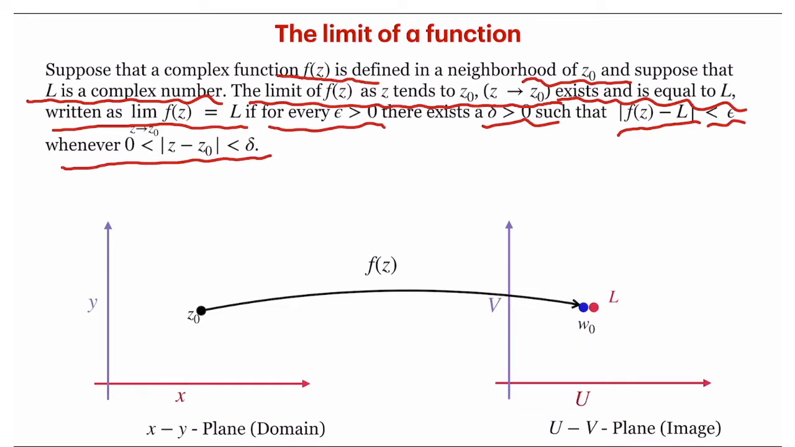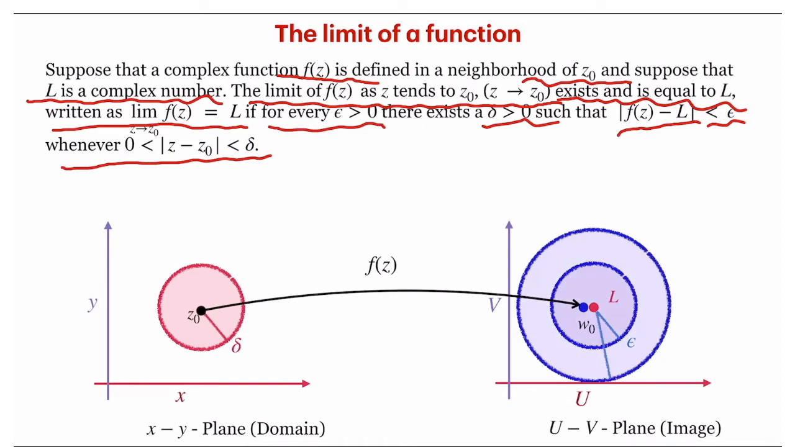Let L be the limit, and then we construct a neighborhood with a given radius epsilon. Whenever the function value is inside it, we can construct a neighborhood around z0 with radius delta, such that whenever the function value is in the neighborhood of L, the domain point is inside the neighborhood of z0 with radius delta. You can choose epsilon. It is up to you. If you make it bigger or smaller, the delta would be bigger or smaller.